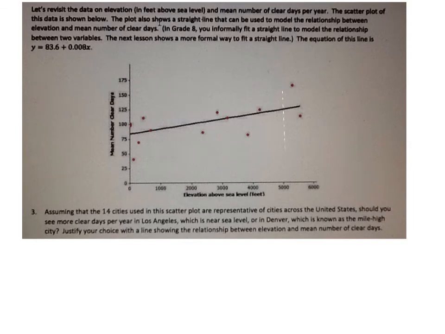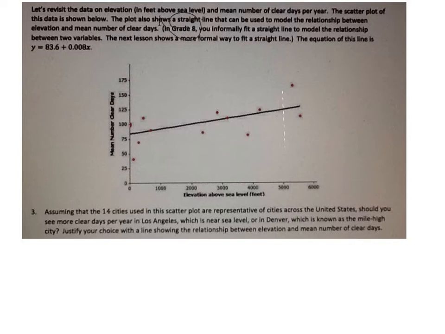Okay, still with lesson 12 information, let's revisit the data on elevation in feet above sea level and the mean number of clear days per year. The scatter plot of this data is shown below. The plot also shows a straight line that can be used to model the relationship between elevation and mean number of clear days.